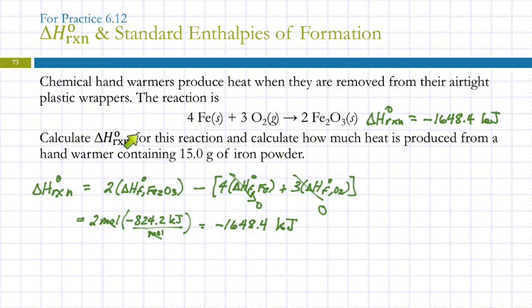Calculate how much heat is produced from a hand warmer containing 15 grams of iron powder. So this is stoichiometry with energy. We've got our heat of reaction. This amount of energy is for the molar amounts given in this equation. So this is for 4 moles of iron, for 3 moles of oxygen, for 2 moles of product. So we're going to use dimensional analysis here. We're going to start with grams of iron. We're going to go to moles of iron. And then we can go directly to kilojoules of energy.